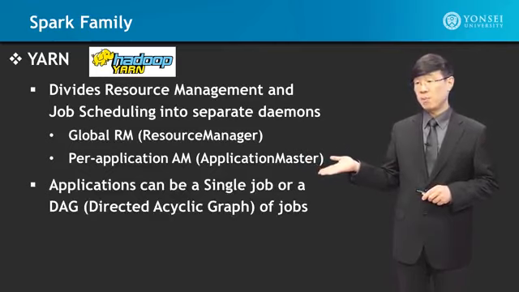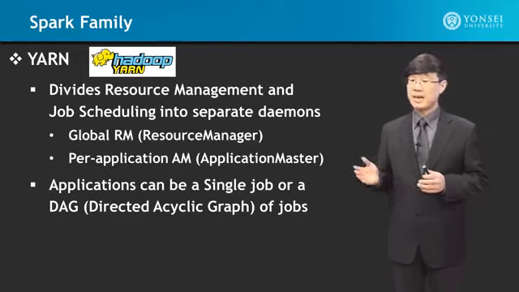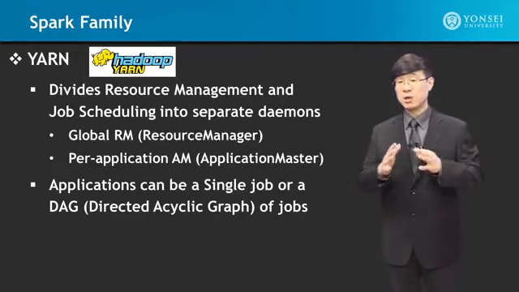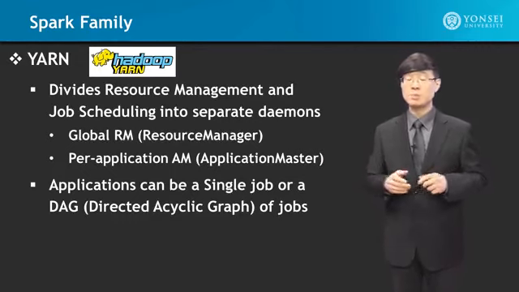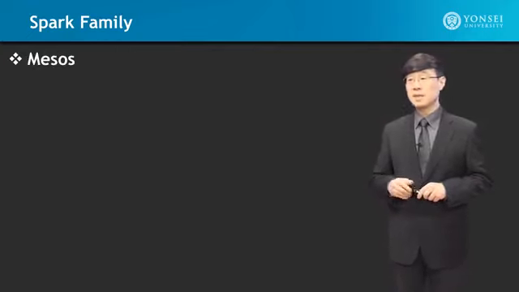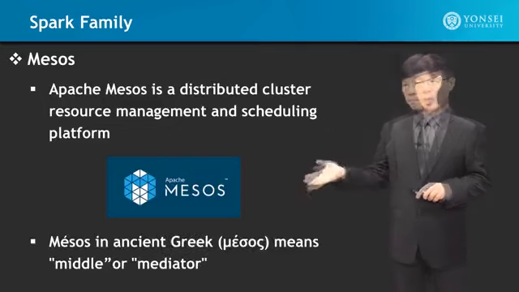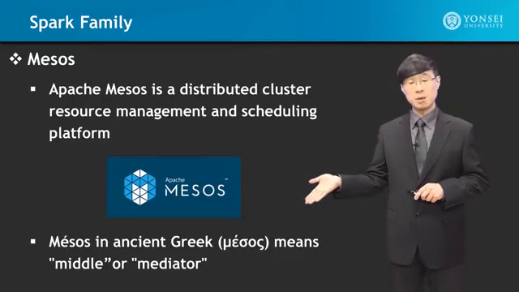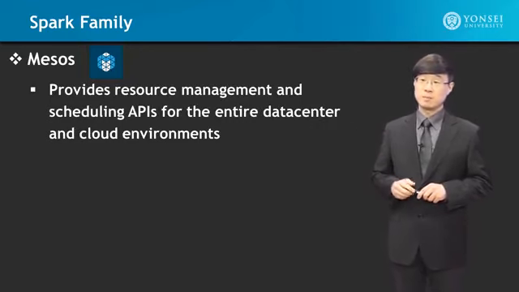Applications can be a single job or a DAG, a directed acyclic graph of jobs. Soon you'll see that a DAG is a combination, a serialized and parallelized format of multiple transformations structured together that will be processed by an action together. We'll soon look into the details of that. Mesos is a distributed cluster resource management and scheduling platform. Mesos in ancient Greek means middle or mediator. Mesos provides resource management and scheduling APIs for the entire data center and cloud environments.